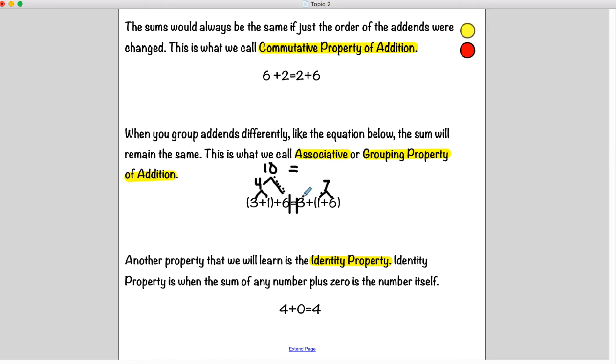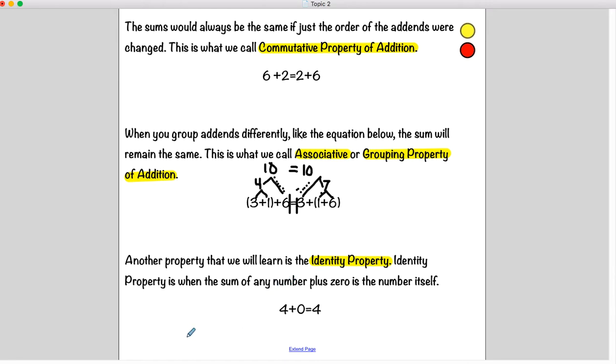And then I need to add my 7 and my 3 together. So 3, 4, 5, 6, 7, 8, 9, and 10. So notice it didn't matter who was being a buddy to who was talking to who, they still got the same answer. And that's what we call associative or grouping or kind of the buddy rule.